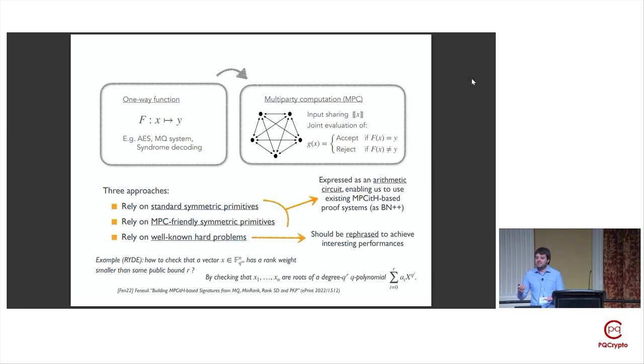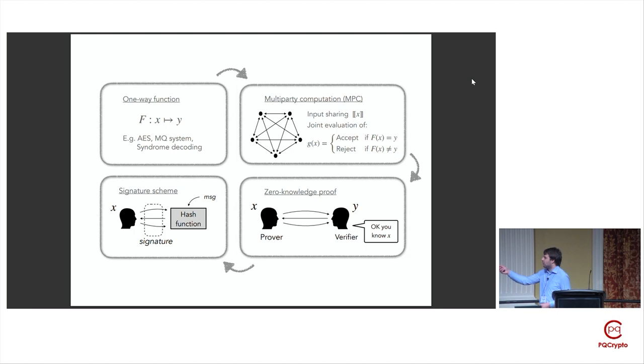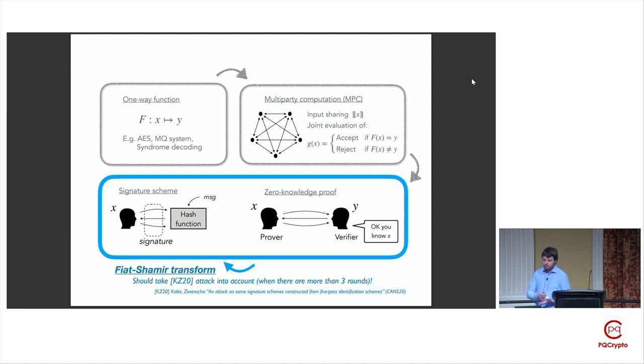Finally, once we have our multi-party computation, we get our zero-knowledge proof thanks to the MPC-in-the-head framework. And we use the Fiat-Shamir transformation to get our signature scheme. As I said, we just replace the message of the verifier, which must remain secret, which is a challenge of the verifier. It will be the output of a hash function. The input of the hash function will be the message we want to sign and all the data previously sent by the prover.